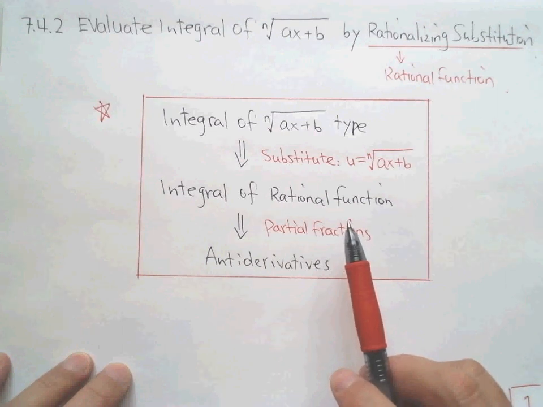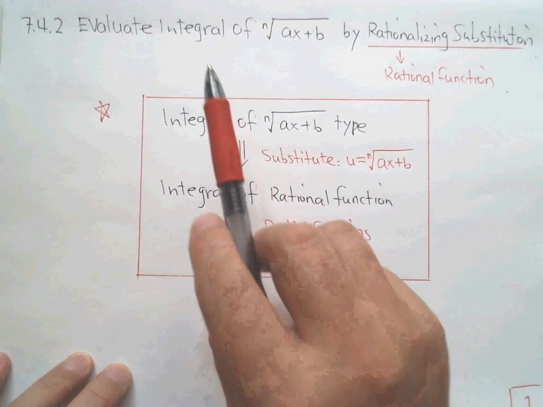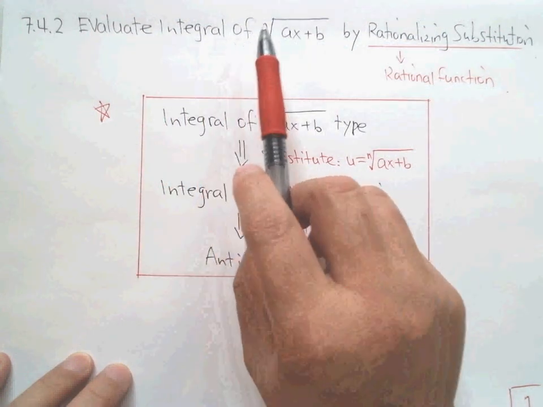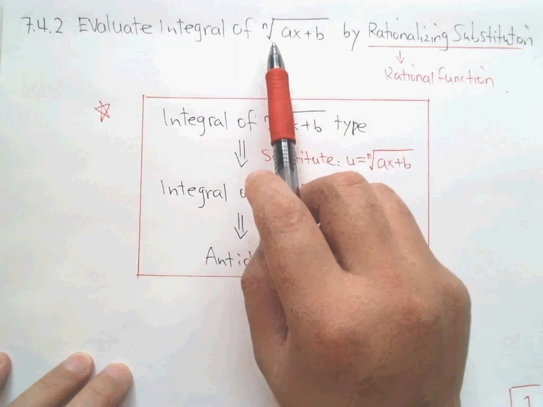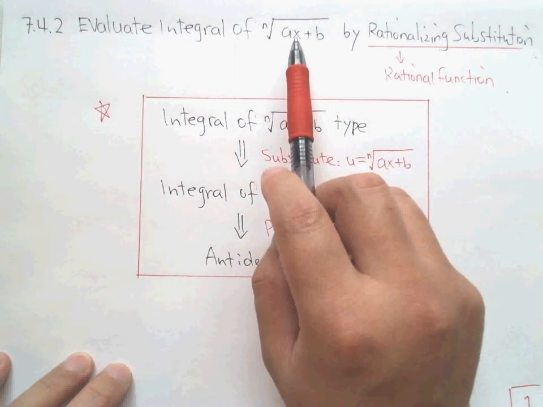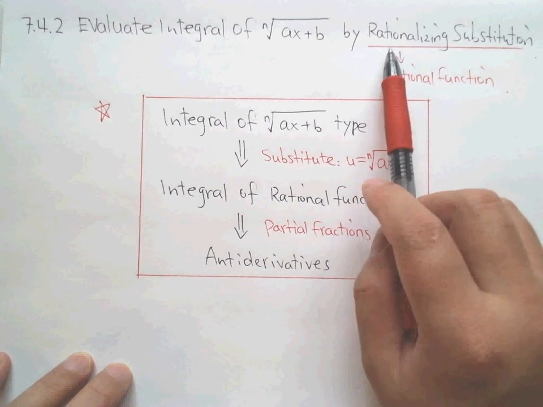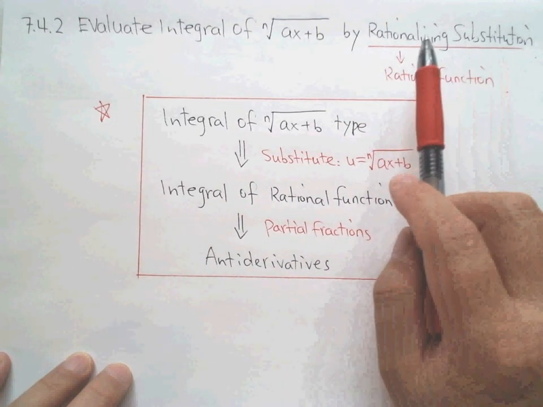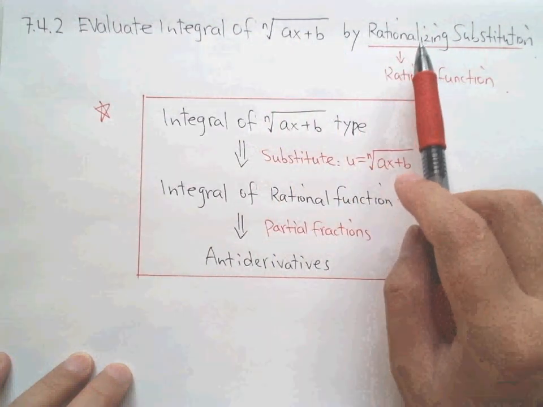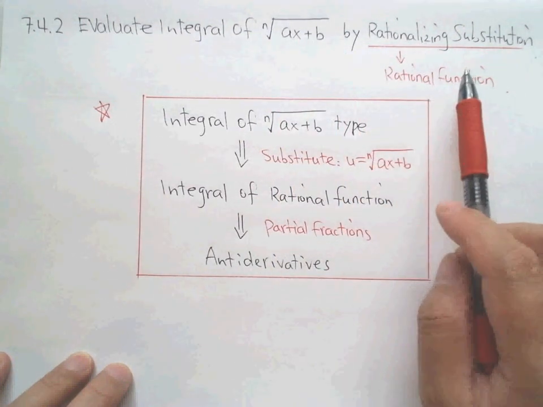In this lecture, we are going to evaluate this type of integral, which is the nth root. This is irrational, right? So the method is called the rationalizing substitution, which means that by substitution, the integral goes to a rational function. And after we get a rational function, we know how to find it.